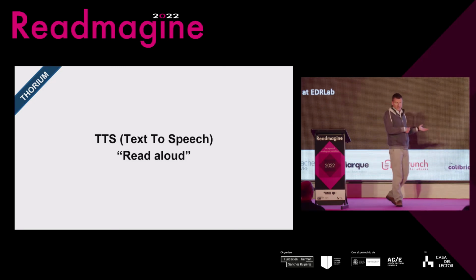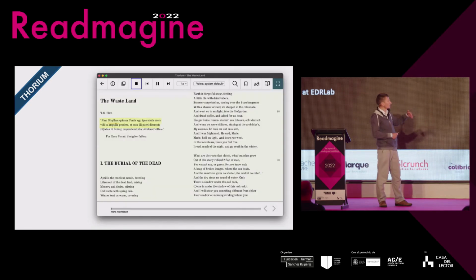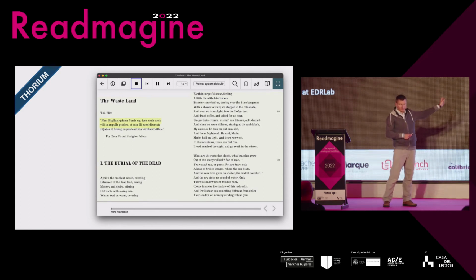As previously mentioned, we have a TTS text-to-speech read-aloud experience that's built into Thorium. You don't need a screen reader. You can just use Thorium to have the books spoken out loud. On this screenshot, there's a yellow highlight on a particular sentence or a paragraph.